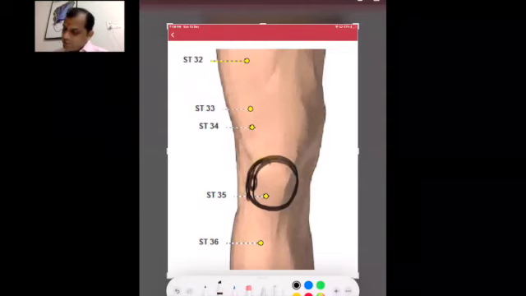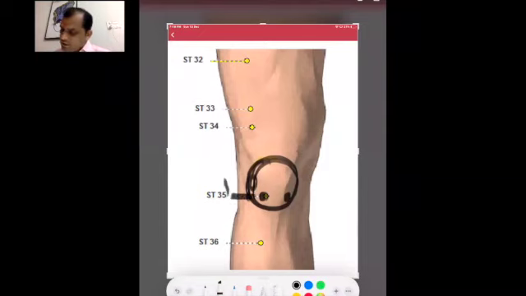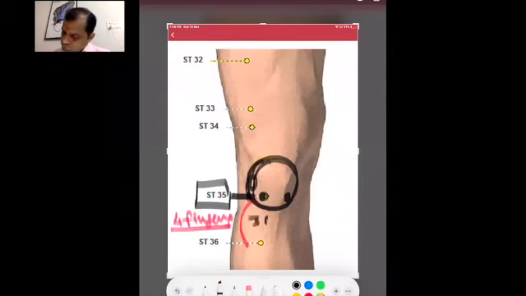And in the knee, we can see this eye. We are having two eyes in the knee. The outer eye is called stomach 35. From this stomach 35, if we go 4 fingers down, in acupuncture, we call it 3 chun. So from this eye, if we go 3 chun down or 4 fingers down, then we are getting the location of the stomach 36.